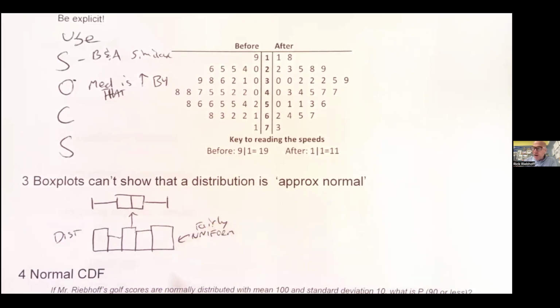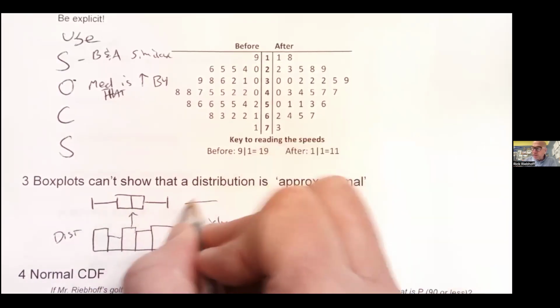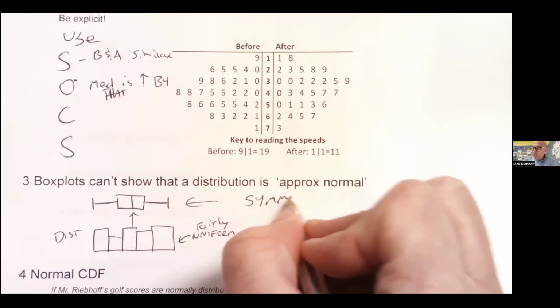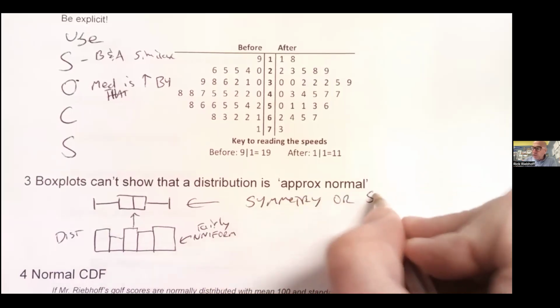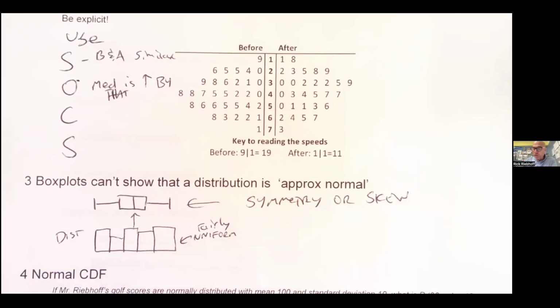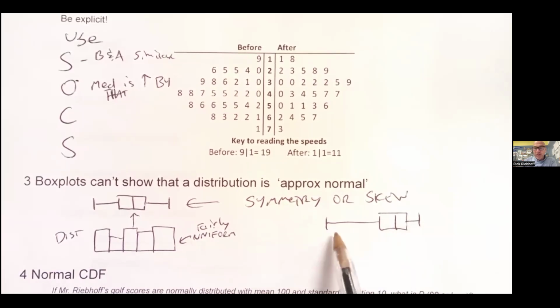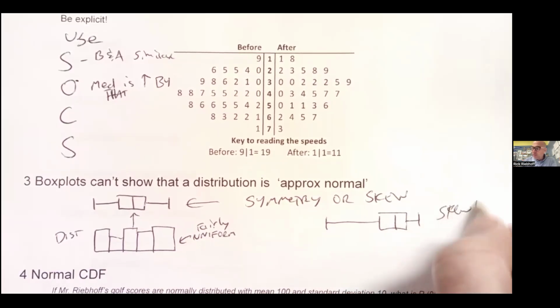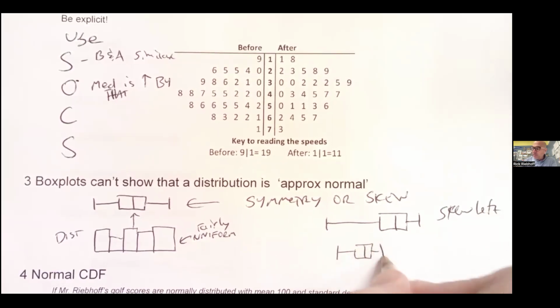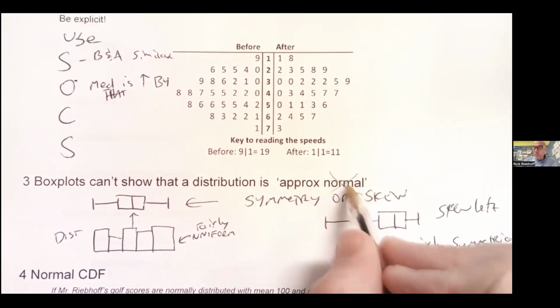Okay. So when we talk about box plots, never use the word normal. When we talk about box plots, talk about symmetry. Symmetry or skew or lack of skew. Remember, skew is a shape, right? So if I see something like this, I might say that it is skewed to the left. Skew left. If I see something like this, I might say it's fairly symmetric. But we would never, ever, ever say approximately normal. Don't say normal for box plots.